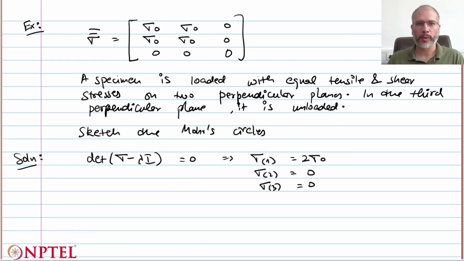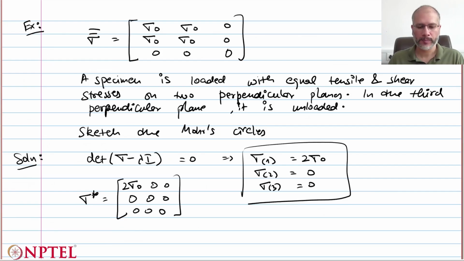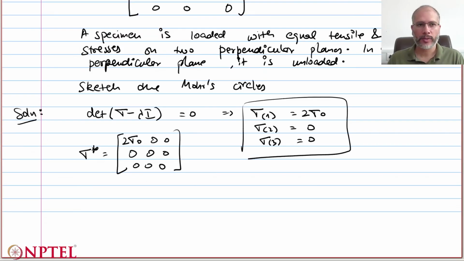So after solving the eigenvalue problem, we get these three principal values, which means that sigma star looks like this, where you have a 2 sigma naught here, and then the other two principal values are 0, and of course the other components are also zeros in sigma star. In fact, this case is a special case of the plane stress situation because we have two principal stress values 0 instead of 1, and this situation is called a uniaxial stress situation.